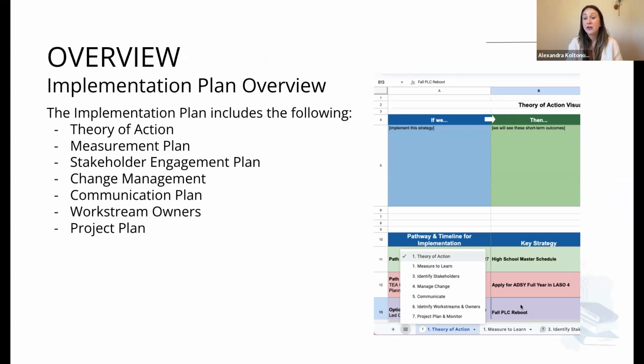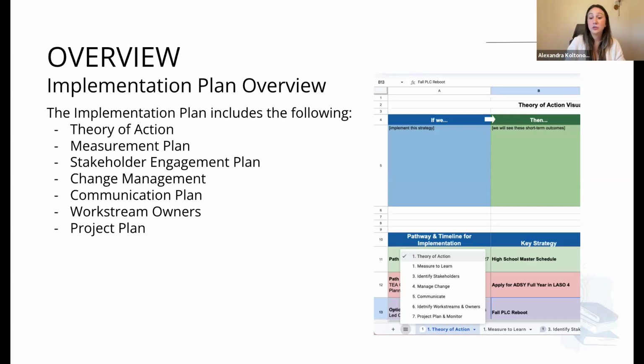So first is the theory of action. We really wanted to bring in your work from that phase 2 to say, here's your strategy, here's why you think it's going to work. The remainder of the tabs get into how you're going to put that strategy in place. The next tab is measure to learn. So your measurement plan of how you are going to be able to monitor progress and know what you're doing is impactful.